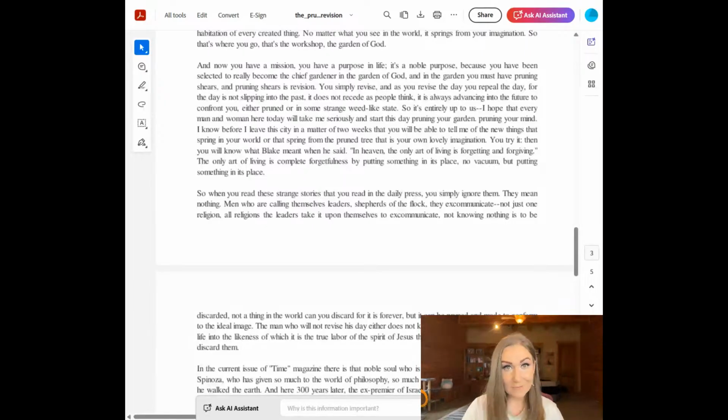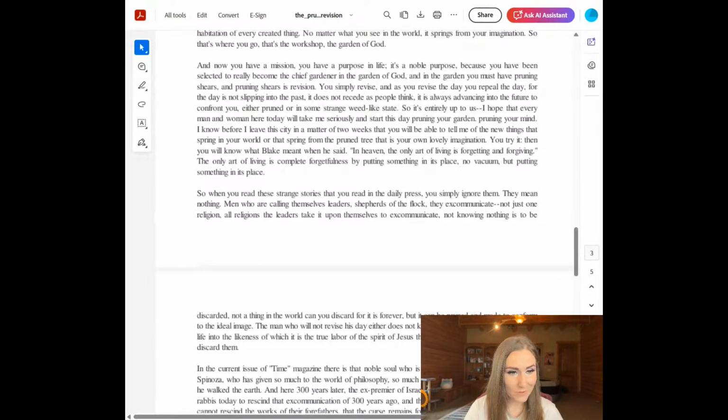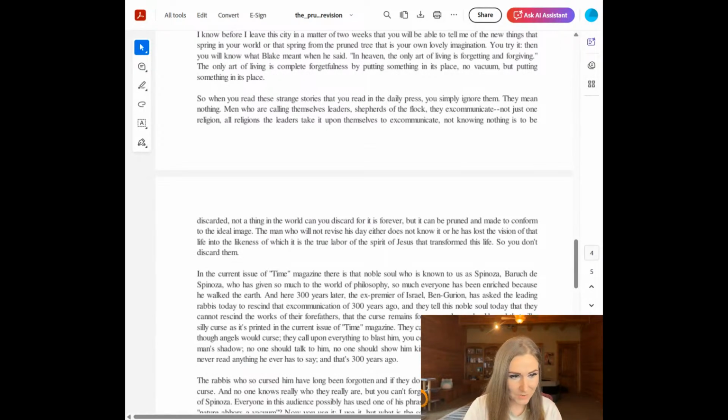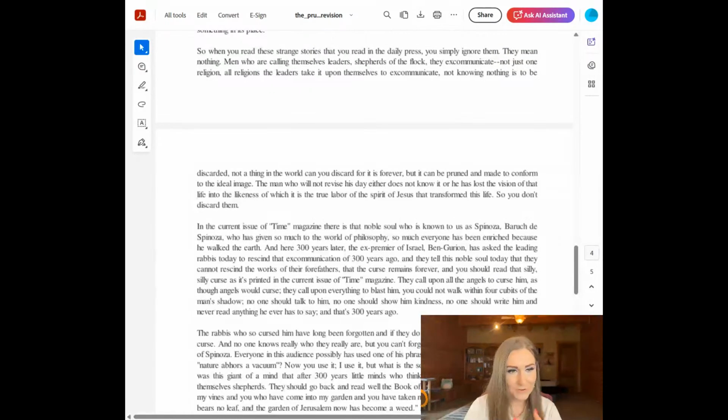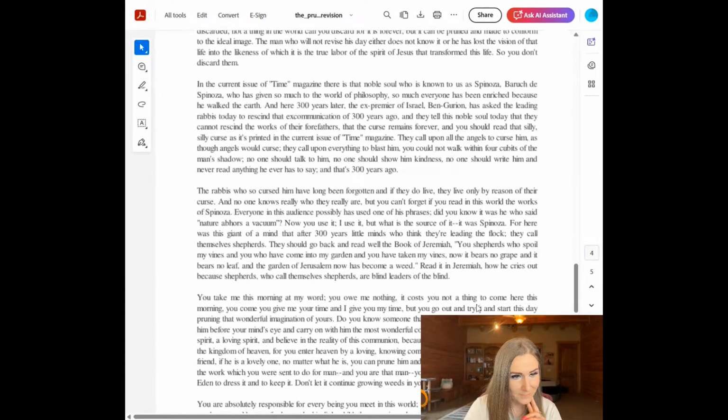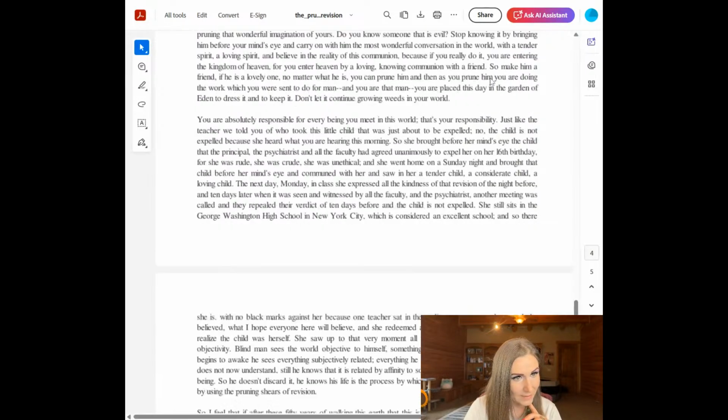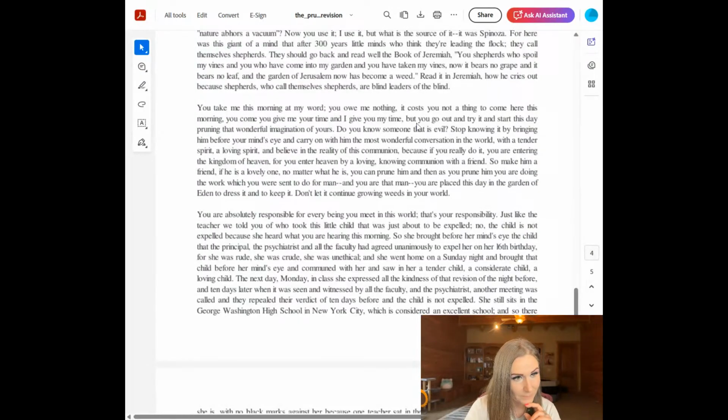Whatever we read in the day, whatever is going on, we do not give focus and attention and attach meaning to things that are not ideal. And then he goes on to tell a story about an issue of Time magazine, where there was a philosopher that, yeah, I'll leave you guys to read this part if you would like.